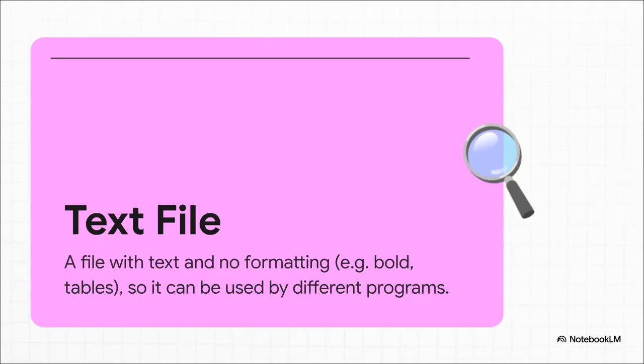A text file is, well, it's pretty much exactly what it sounds like. It's a file with nothing but plain, simple characters. There's no bolding, no fonts, no weird formatting, and you know what? That simplicity is its superpower. Because it's so basic, basically any program on any computer can open it and understand it. It's the universal language of data storage.